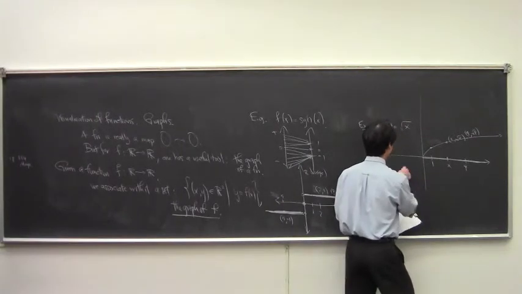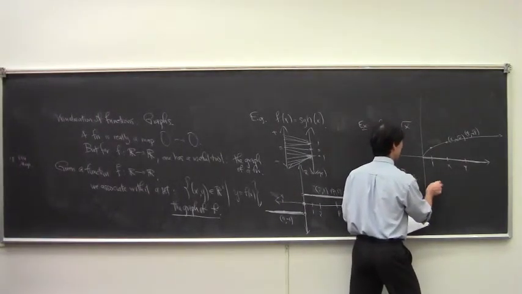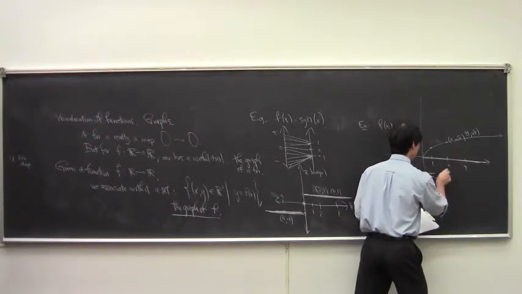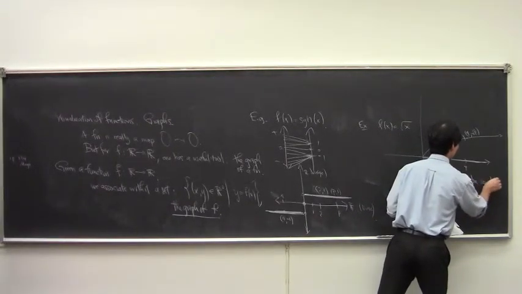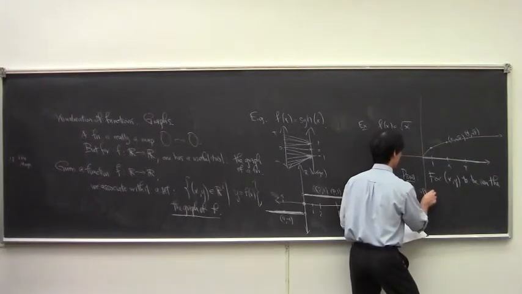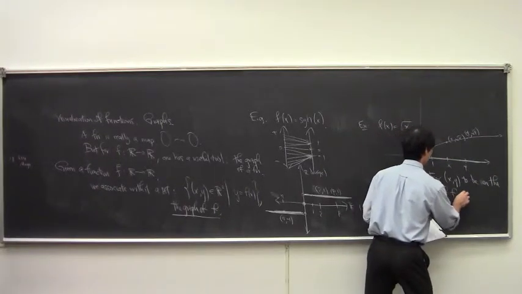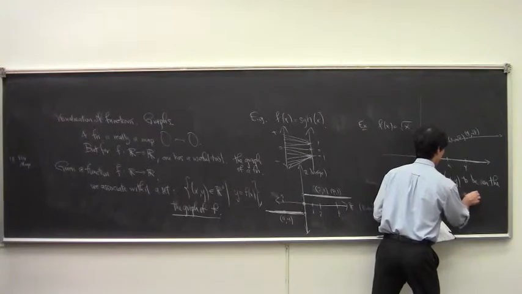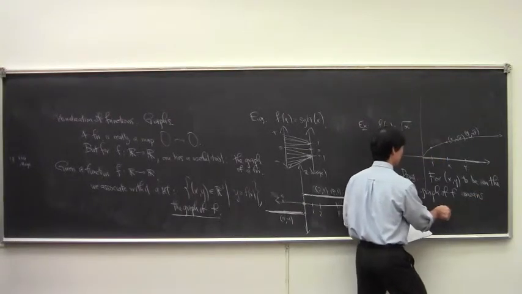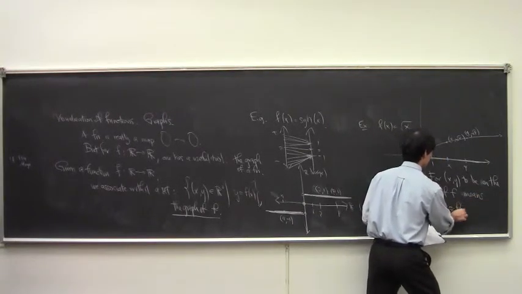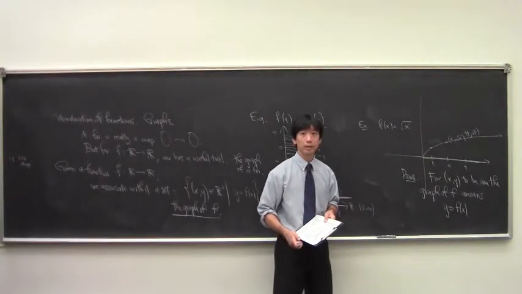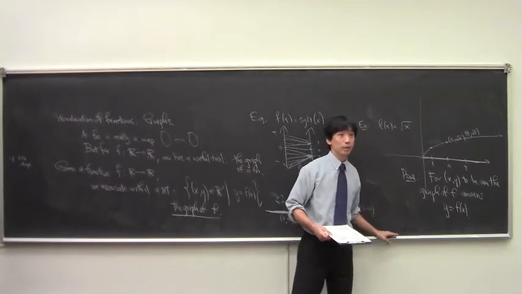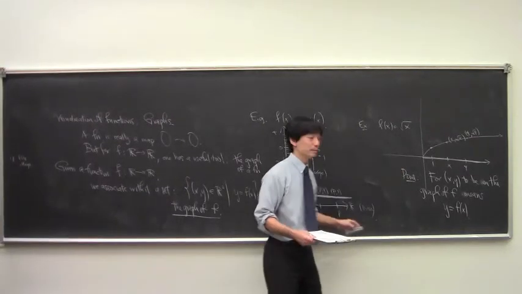But the point is that for x, y to be on the graph of f means exactly that y is f of x. x, y is on the graph means that y is equal to f of x.